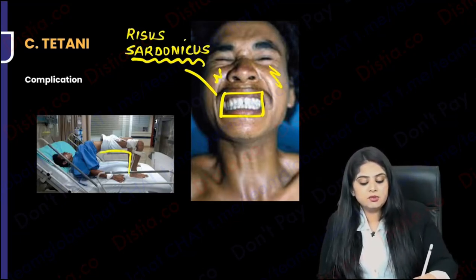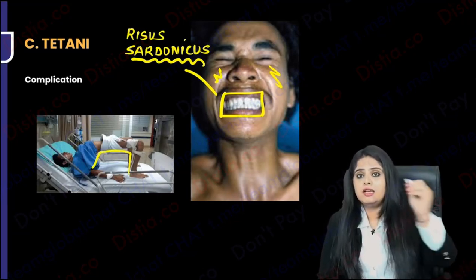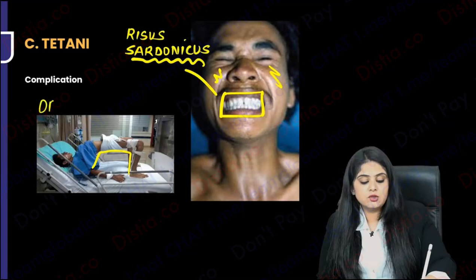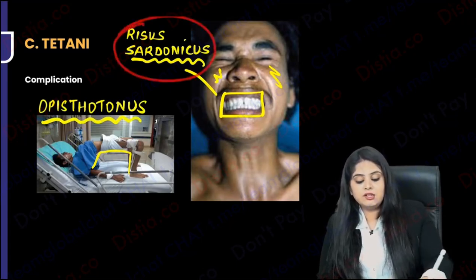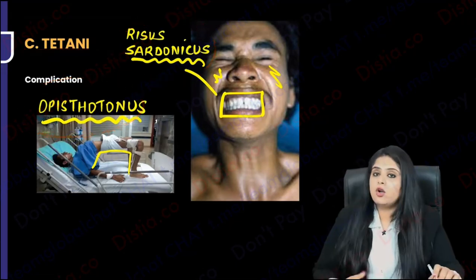Second, you can see this position over here, the bow-like position. That bow-like position is known as opisthotonus. That is referred to as opisthotonus. So repeating these two things, risus sardonicus and opisthotonus are associated with complications of this.